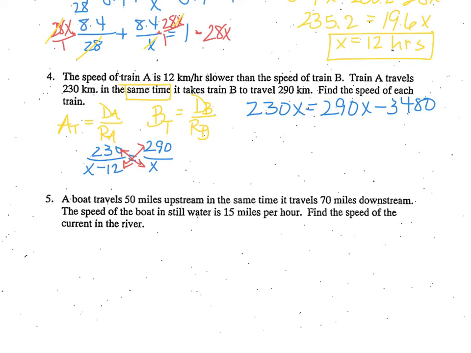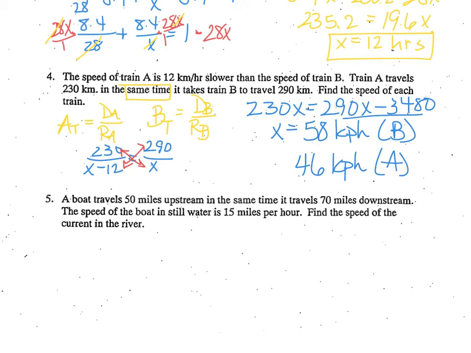And if you solve for x, we get that x is 58 kilometers per hour. That is the rate, if you look at what we've solved, kilometers per hour for train B. It says find the speed of each train, so 12 kilometers less is 46 kilometers per hour for train A. That's the same time problem if you look at the formulas up above.